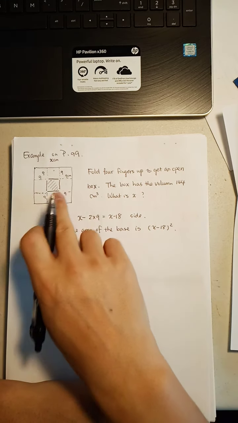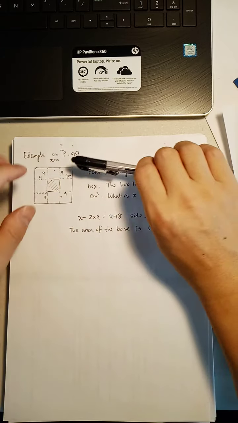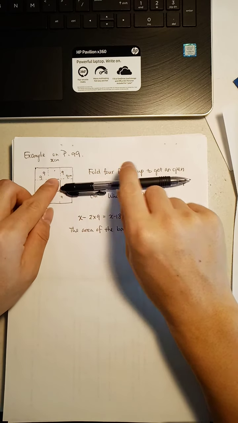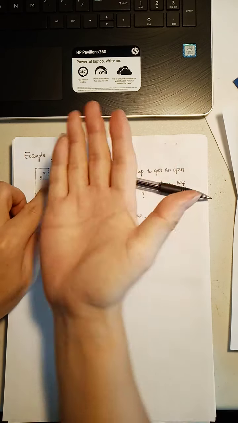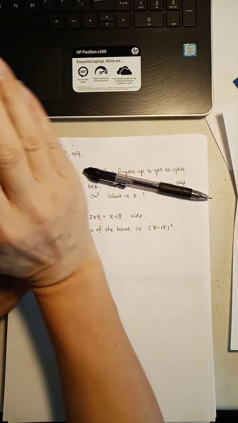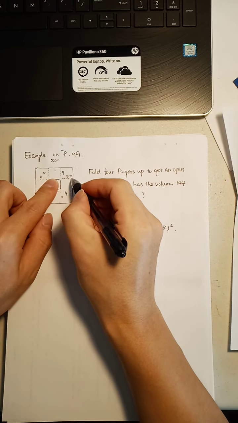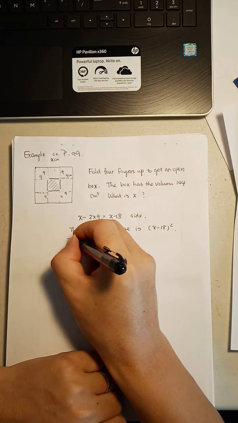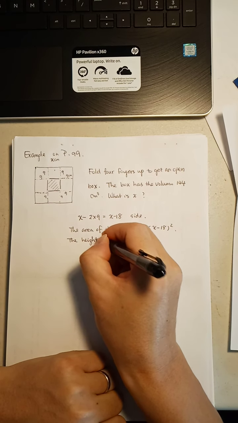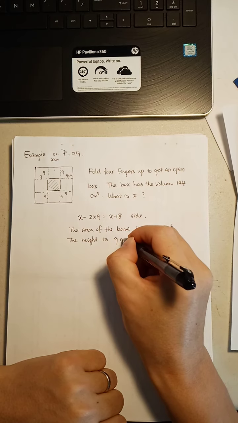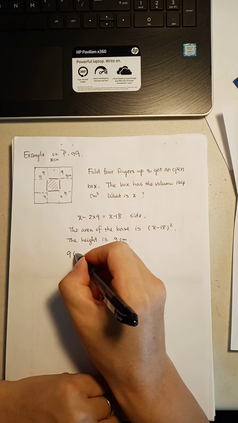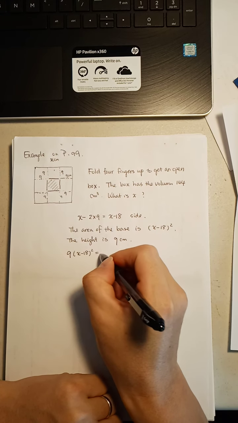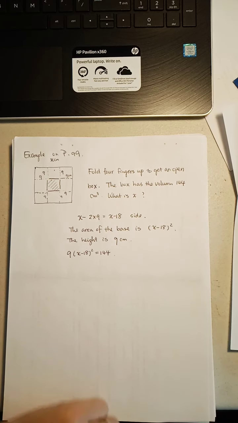Okay, so this is the base. Then what is the height? Check here. This side is 9 centimeters. When you fold this finger upward, this 9 centimeter becomes the height. You have the area of the base and the height, and the height times the area of the base is equal to the volume. The volume is provided in the problem, 144.